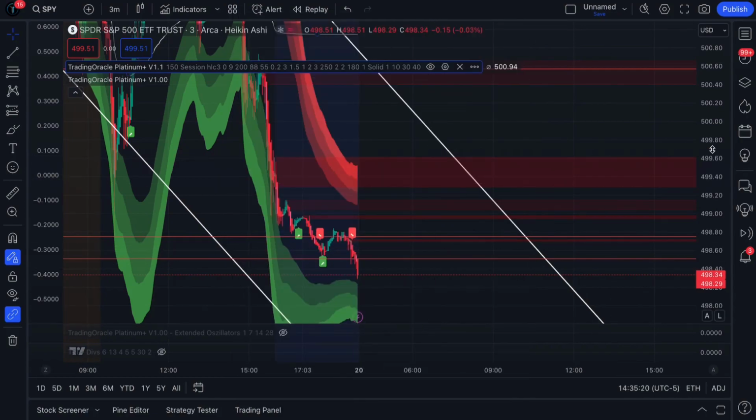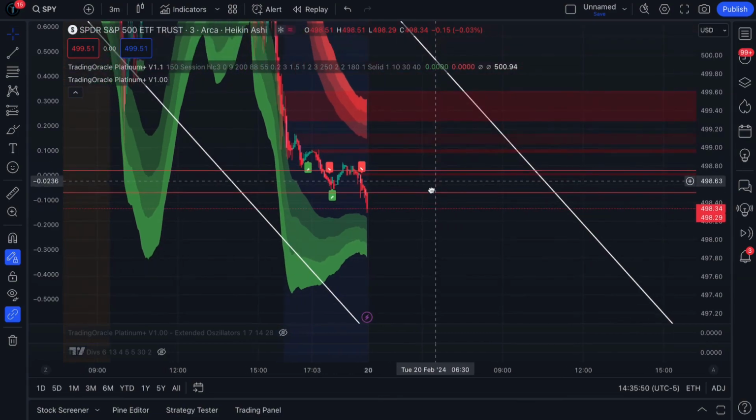The order blocks are basically areas that our system has detected of large institutional buying or selling in certain areas. So when you see these red order blocks, these are areas that if price gets into, there could be a reversal. And if price is able to break through these order blocks, it's a very good indication that price is going to continue in that way.